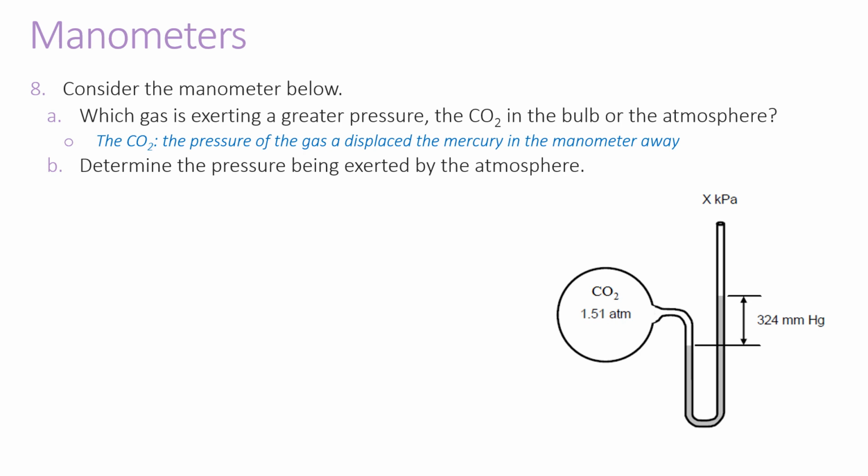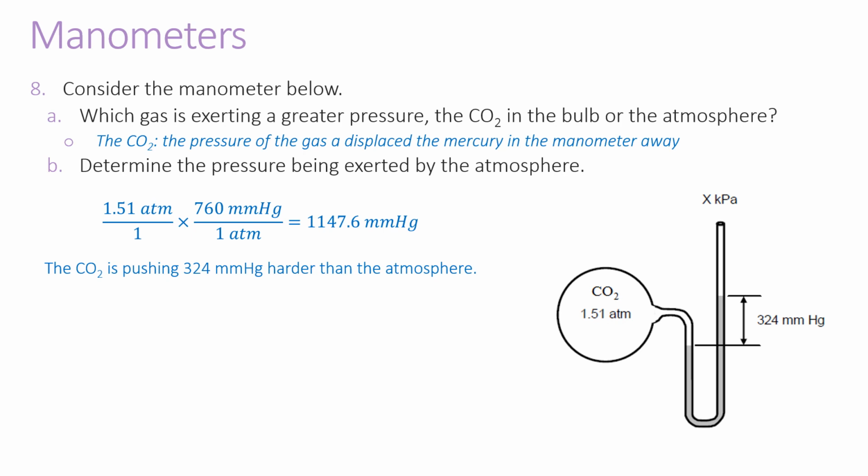So then question B says, okay, well, what is the pressure being exerted by the atmosphere? So first things first, we've got a bunch of different units here. So I'm going to go ahead and convert the 1.51 atm into millimeters of mercury. So now I know that the pressure of the carbon dioxide is 1,147.6 millimeters of mercury. Well, I know that it's pushing 324 millimeters of mercury harder than the atmosphere. So I need to subtract out the difference in pressure. So this means that the pressure of the atmosphere is 823.6 millimeters of mercury.